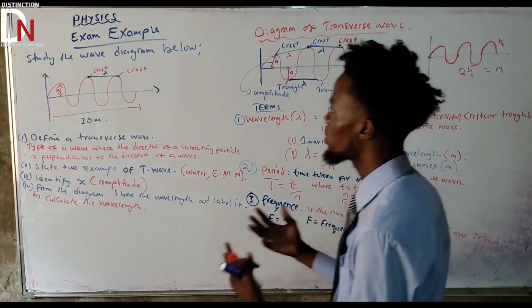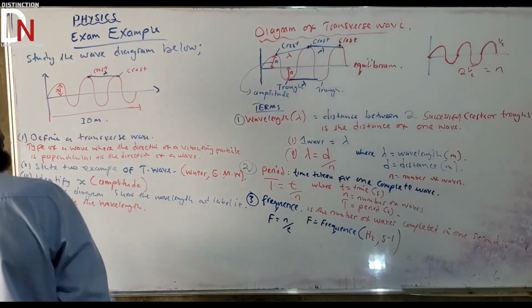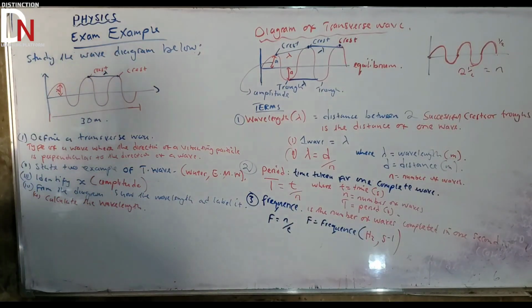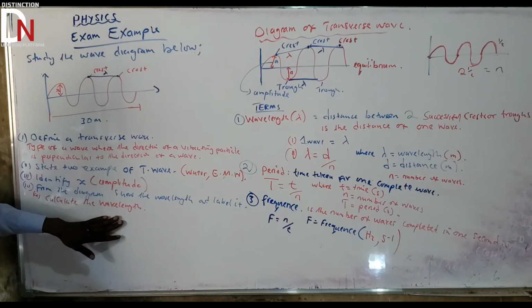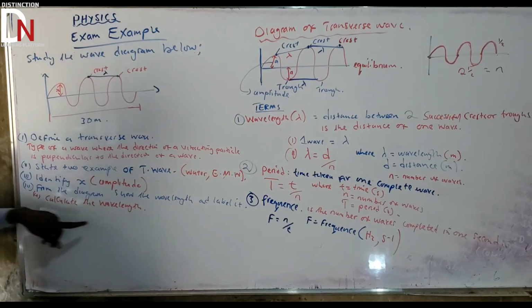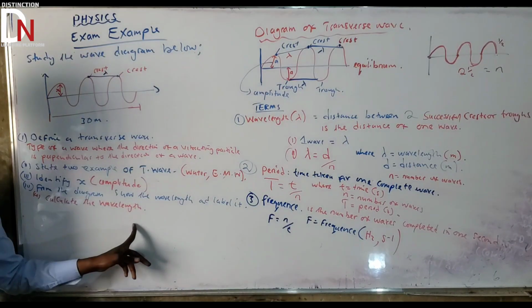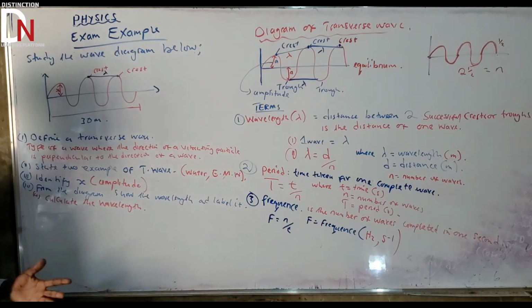Since we know now how to state the wavelength, remember that the wavelength is the distance of one wave, and it is measured in what? Meters. Now calculate the wavelength. So how can you calculate the wavelength? Remember, the moment they ask you to calculate the wavelength, what are you supposed to do? Write the formula for what? Wavelength. What is the formula of wavelength?